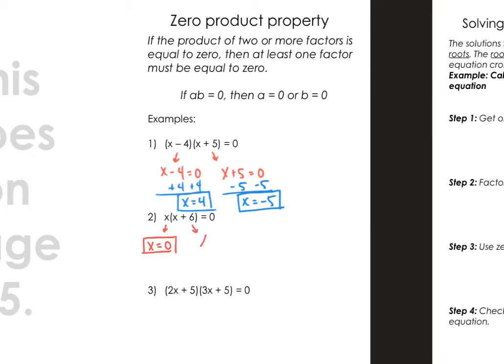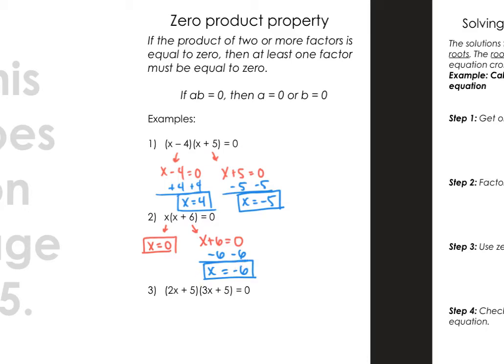The second one, we would say x plus 6 equals 0. To solve, we would subtract 6. So x would be negative 6. So my 2 solutions would be x equals negative 6 and x equals 0. So we could go back and check our answers. If we plug in 0 to this equation, it'd be 0 times 0 plus 6. So 0 times 6 would equal 0.